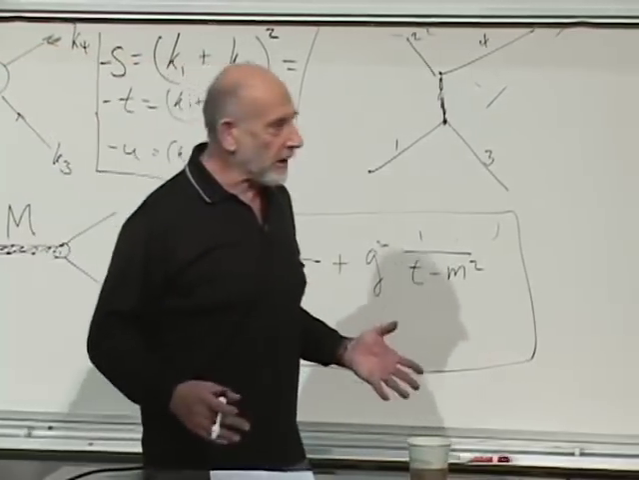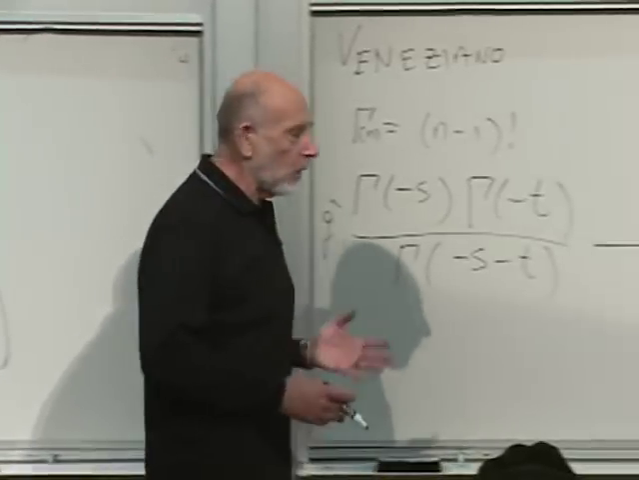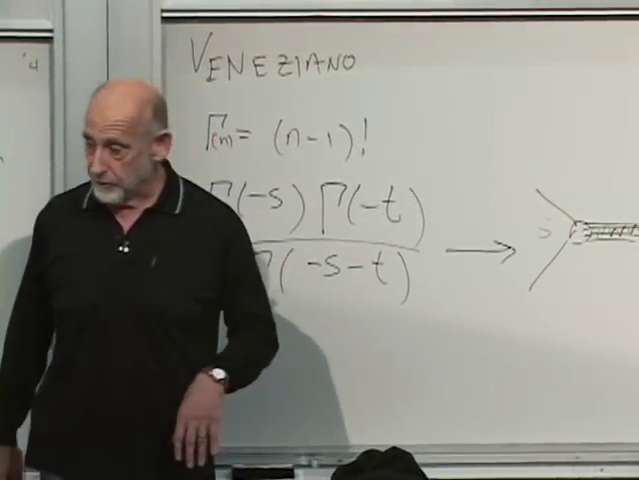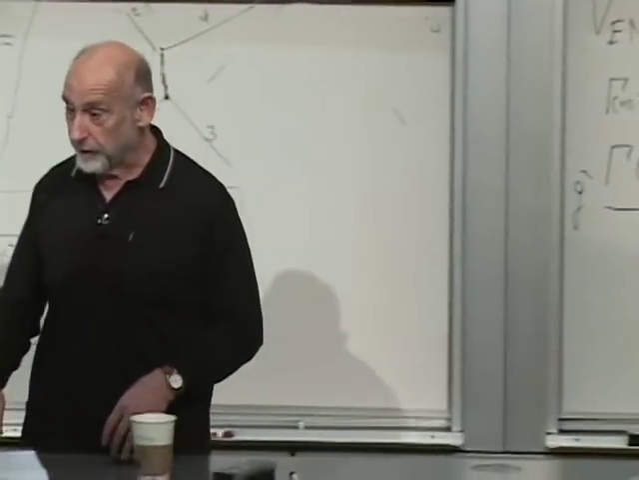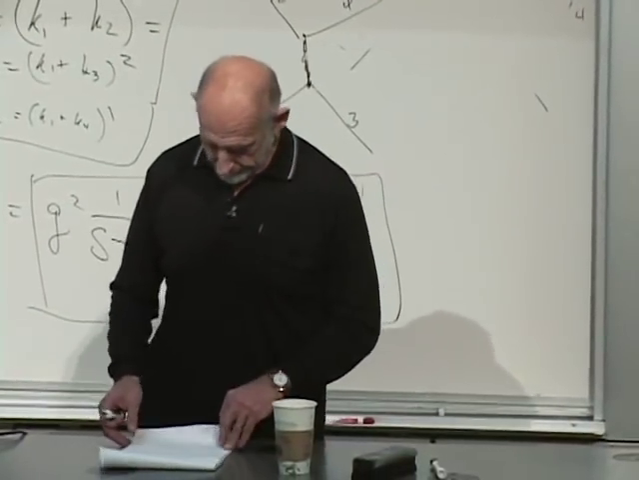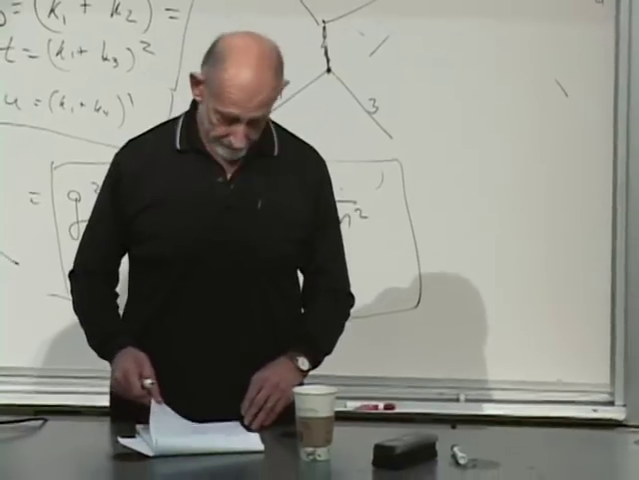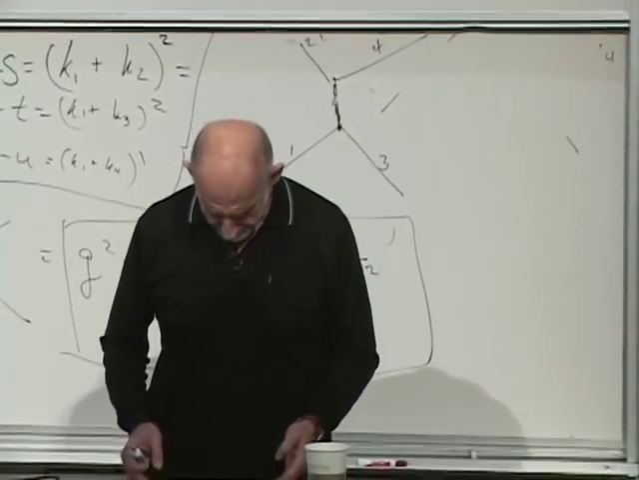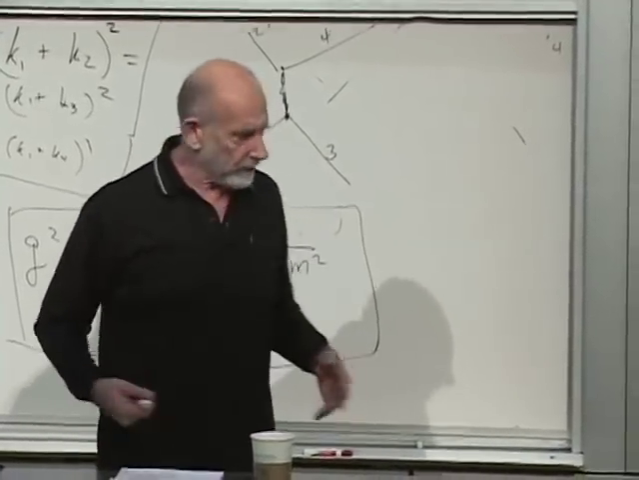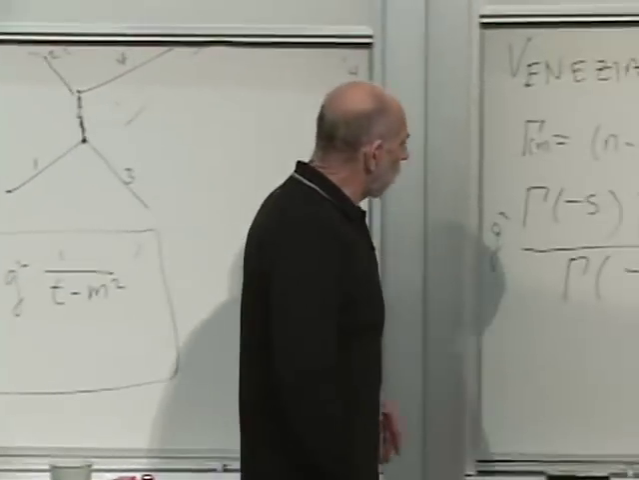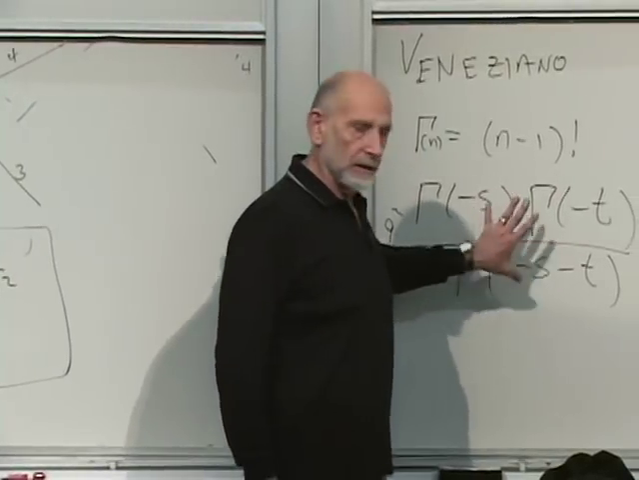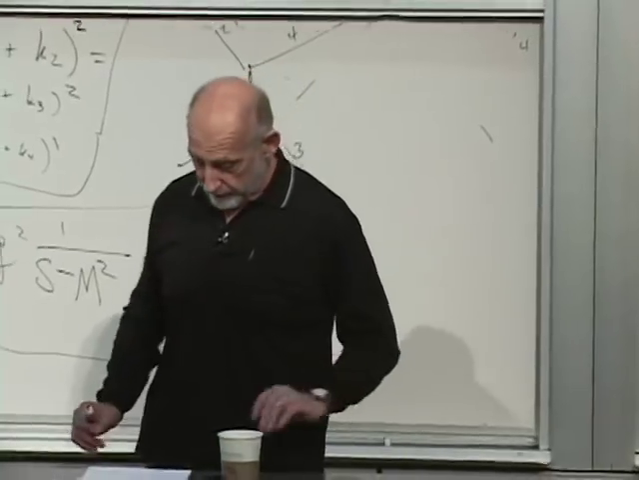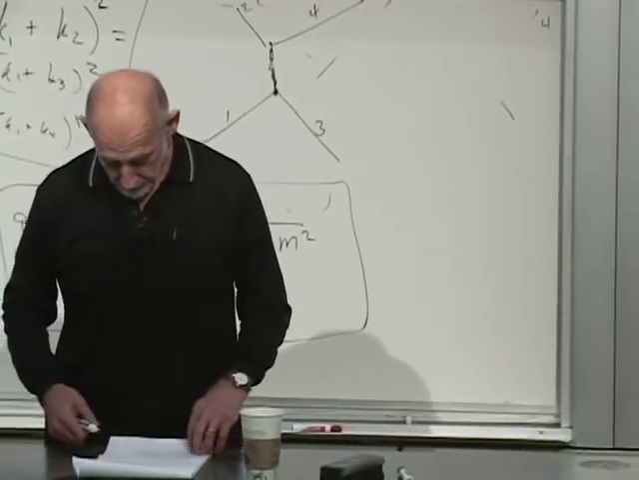The question was, what is this? Where does this come from? What kind of physics can you imagine would give rise to a formula like this? The answer, of course, turned out to be string theory. The invention and discovery of string theory was just looking for a physical model which would give this for its answer, for the scattering of two mesons or two particles.